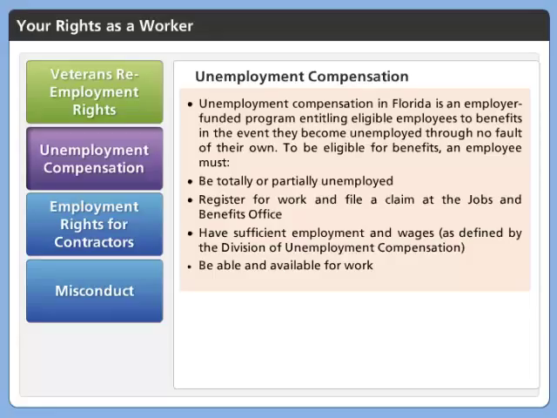Unemployment compensation. Unemployment compensation in Florida is an employer-funded program entitling eligible employees to benefit in the event that they become unemployed through no fault of their own. To be eligible for benefits, an employee must be totally or partially unemployed, register for work and file a claim at the Jobs and Benefits Office, have sufficient employment and wages, as defined by the Division of Unemployment Compensation, be able and available for work.